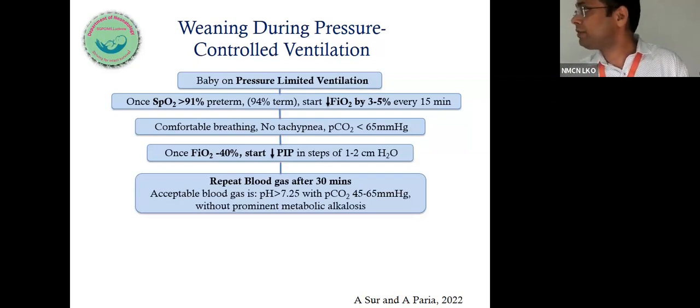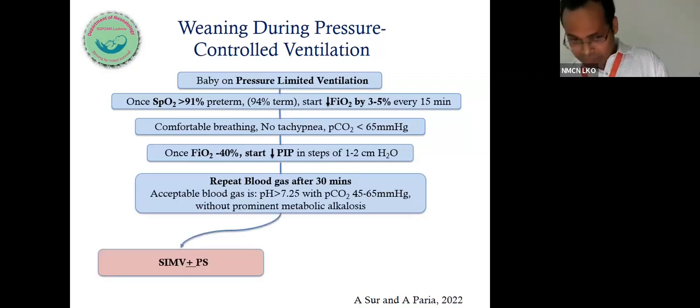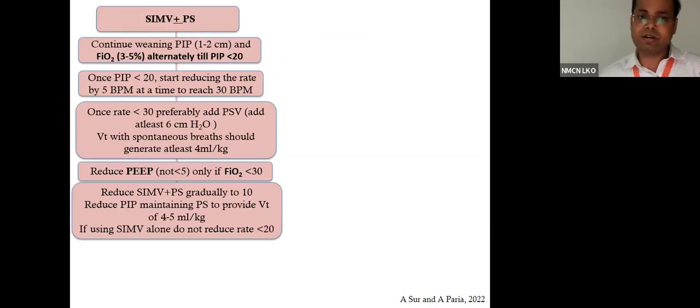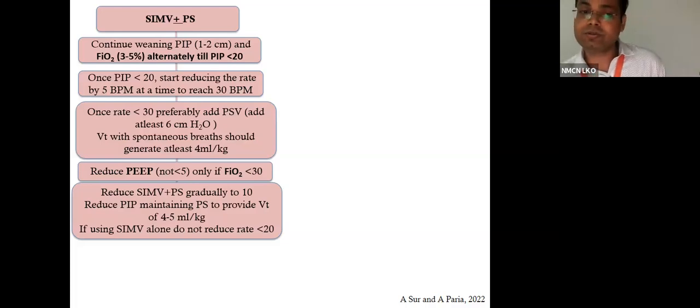Then blood gas should be repeated every 30 minutes. Once acceptable blood gases have been reached, so for example pH is more than 7.25 and PCO2 is between 45 to 65 millimeters of mercury without any prominent metabolic acidosis, then suppose our child is on SIMV plus pressure support ventilation, we should continue weaning the PIP further, alternating with FiO2, till the PIP is about 20. And once the PIP is less than 20, we should start weaning the rates also.